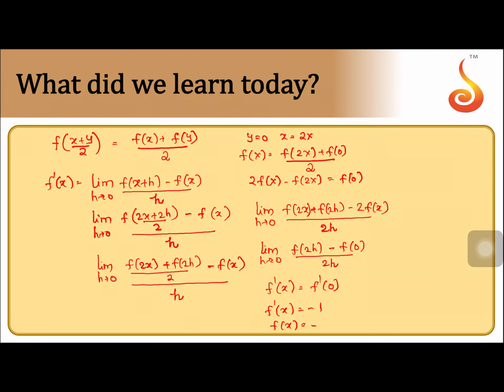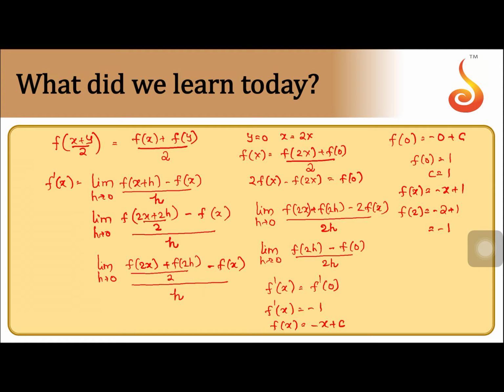This implies f(x) equals -x + c, some constant. Now they gave you f(0). f(0) is -0 + c. So we get f(0) is given as 1, so c equals 1. So finally the function you get is f(x) = -x + 1. So you want f(2). f(2) is -2 + 1, which is equal to -1.